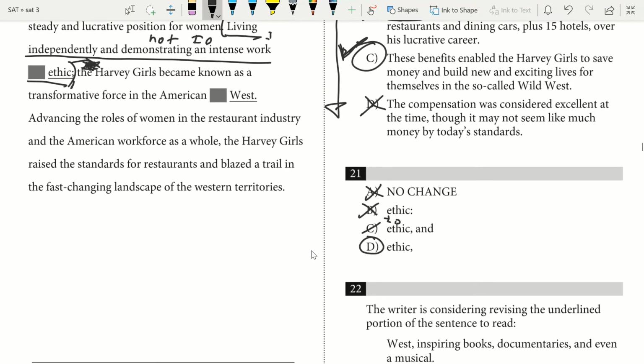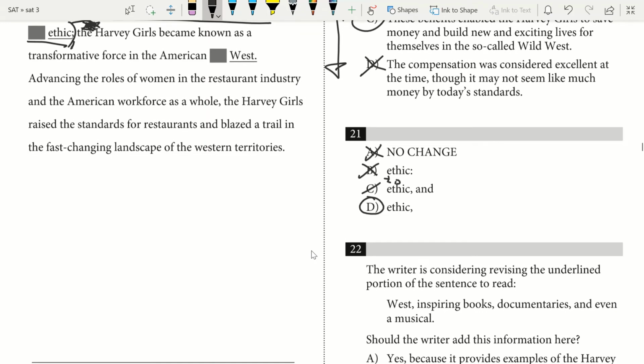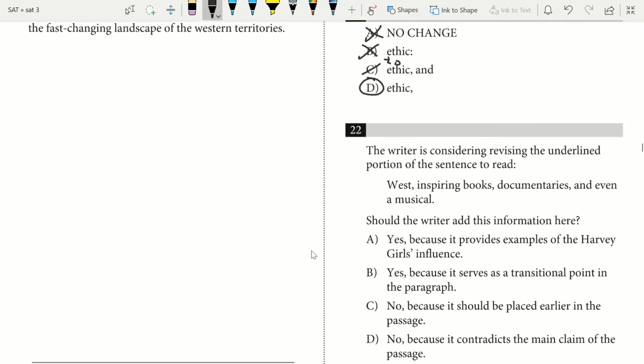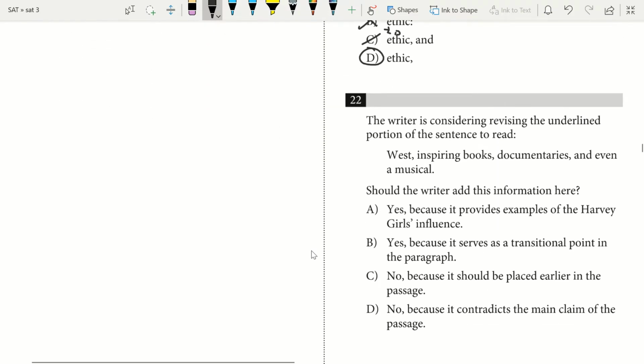Okay, now we're asked, the writer is considering revising the underlined portion of the sentence to read, inspiring books, documentaries, and even a musical. Should the writer make this addition here? Alright, well, let's see. The Harvey girls became known as a transformative force in the American West. Now we're asked, should we include that they inspired books, documentaries, and even a musical? Well, let's read our answer choices, because we don't really have a definitive way to go on this one yet. So we have A, yes, because it provides examples of their influence. That certainly could be correct.